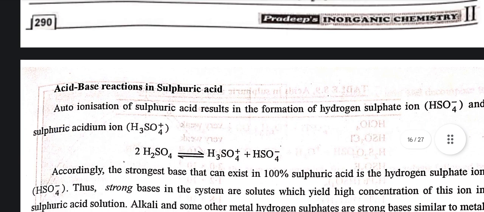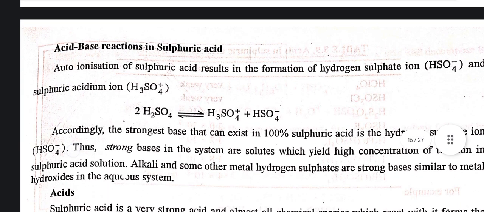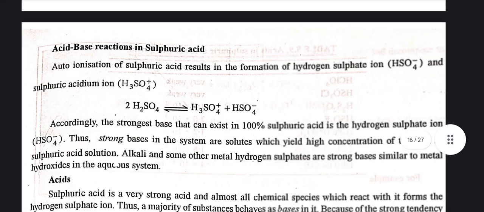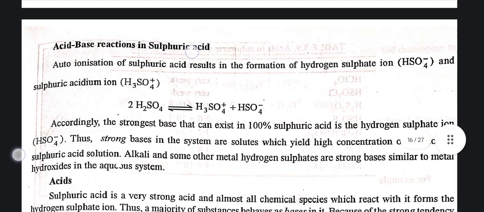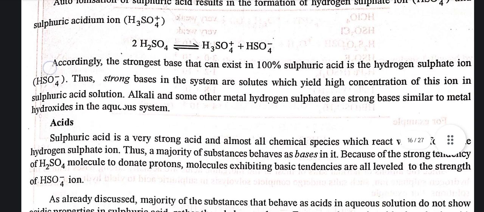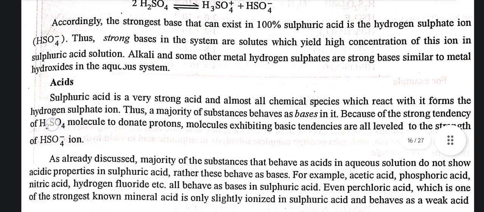Acid-base reactions in sulfuric acid. Autoionization of sulfuric acid results in the formation of hydrogen sulfate ion and sulfuric acidium ion. Accordingly, the strongest base that can exist in 100% sulfuric acid is the hydrogen sulfate ion. Thus, strong bases in the system are solutes which yield a high concentration of this ion in sulfuric acid solution. Alkali and some other metal hydrogen sulfates are strong bases, similar to metal hydroxides in the aqueous system.